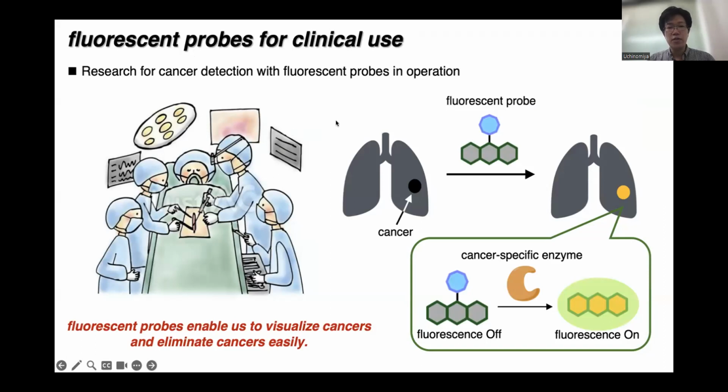However, by using the fluorescent probe, we may be able to clearly detect the cancer cells like this. In this case, the fluorescence is turned on by a cancer-specific enzyme. So like this, fluorescent probes may be able to visualize cancers and eliminate them easily.